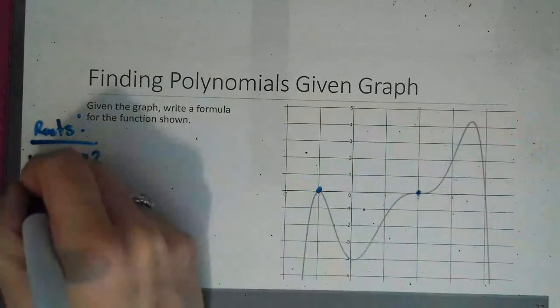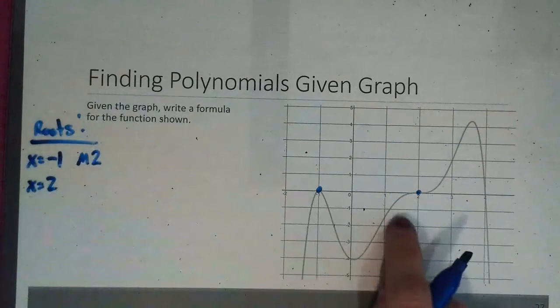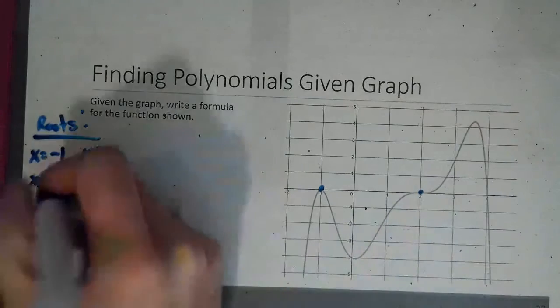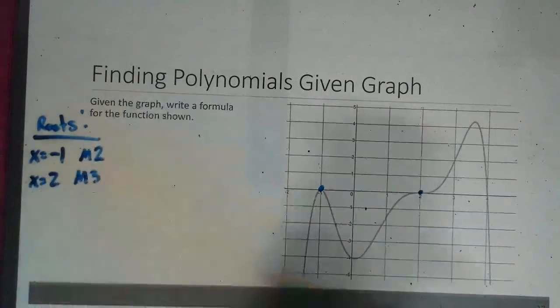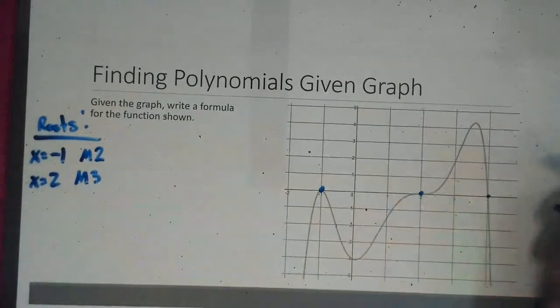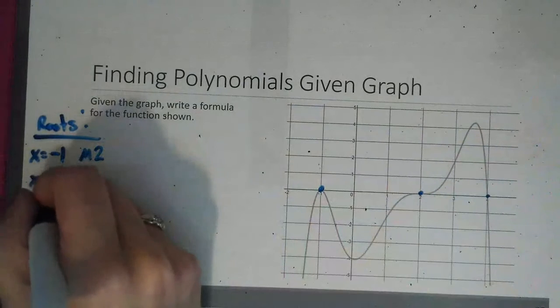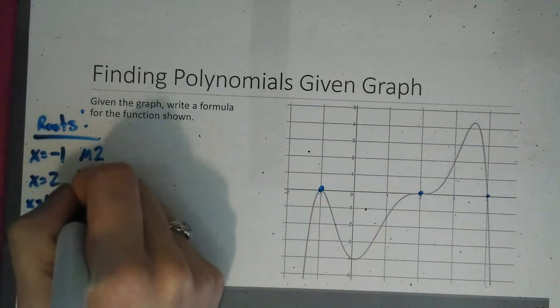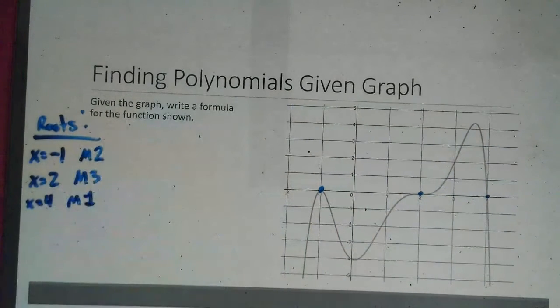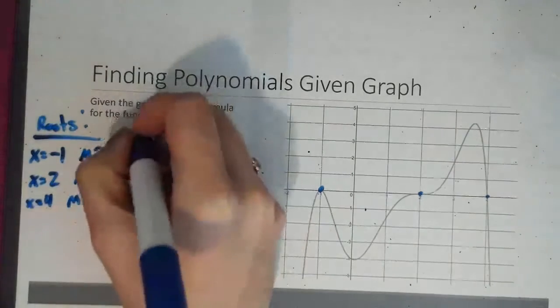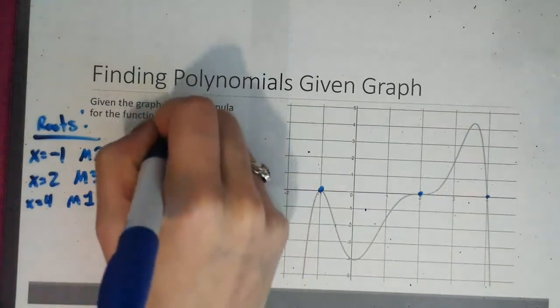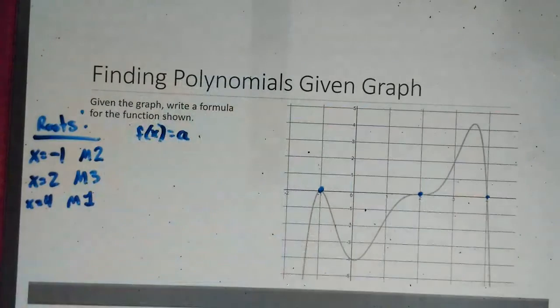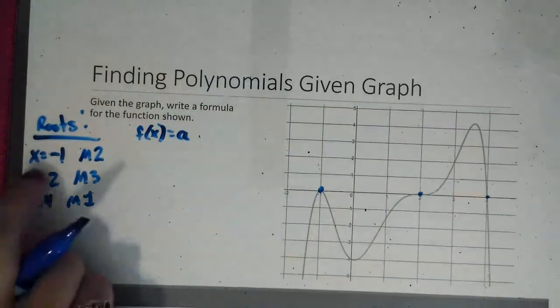Here at x equals 2, we get that level off kind of feeling. So that's going to have a multiplicity of 3. And here at x equals 4, it goes straight through. So that's going to be a multiplicity of 1. So now let's see if we can come up with our formula. We'll call this f of x. F of x is equal to a, which we'll solve for later.